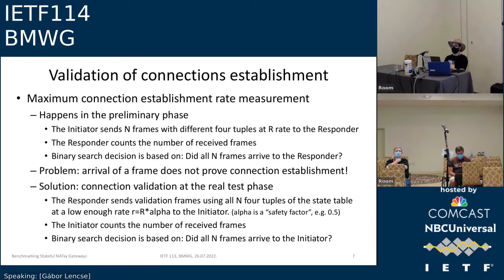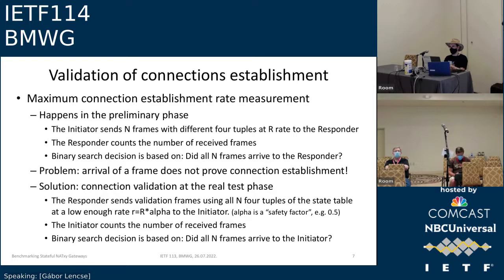So it was really a reminder so far, and now comes the new thing. We also repeat the measurement method for the maximum connection establishment rate because we would like to refine it. Of course, it's very simple. In the preliminary phase, the initiator sends N number of frames with different four tuples at rate R to the responder through the device under test, and the responder just counts the received frames. And of course, we don't use a binary loss ratio search, but we use zero loss testing.